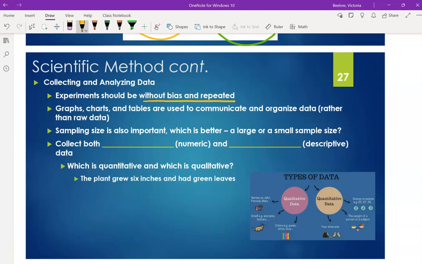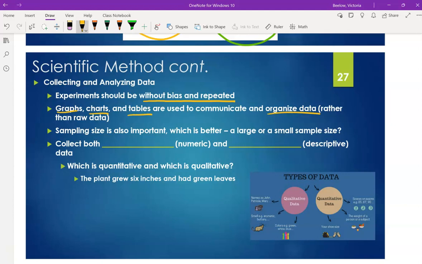Especially with the fertilizer, like you really wanted the fertilizer to work, okay? And so maybe you did something else to the garden, and that would be bias, okay? So you want to make sure that there is no bias. You are being very objective in your experiment and not subjective. And even that includes reporting your data. So data can be communicated with graphs, charts, or tables.